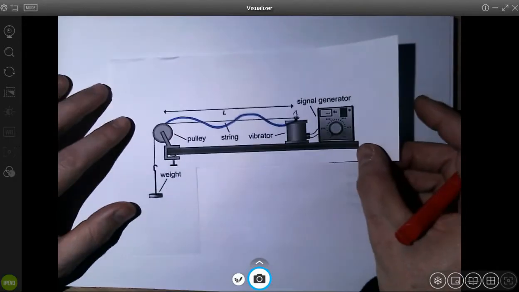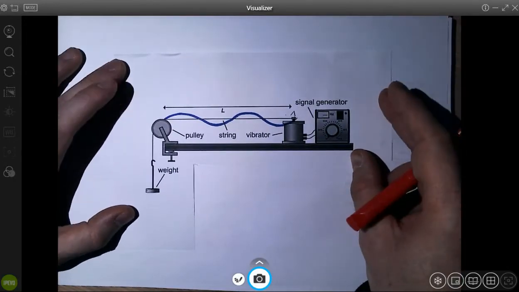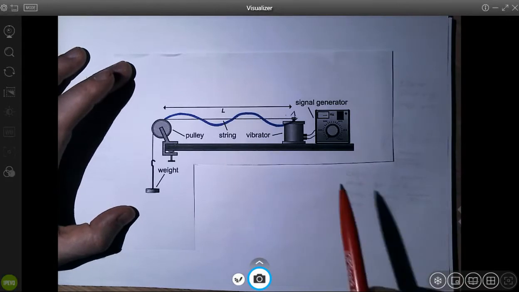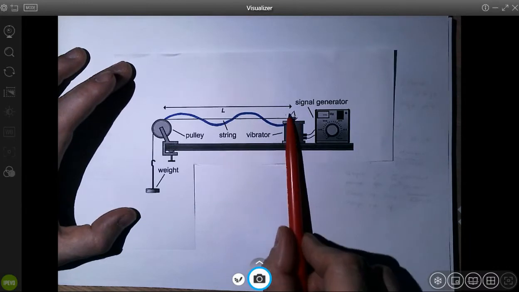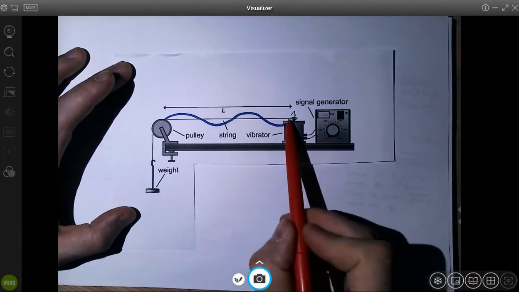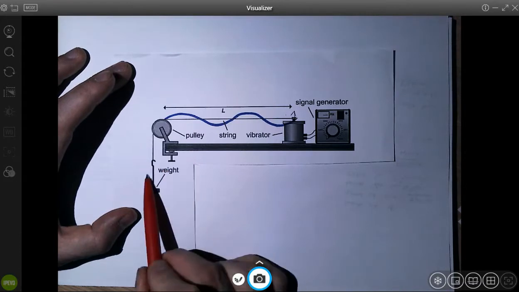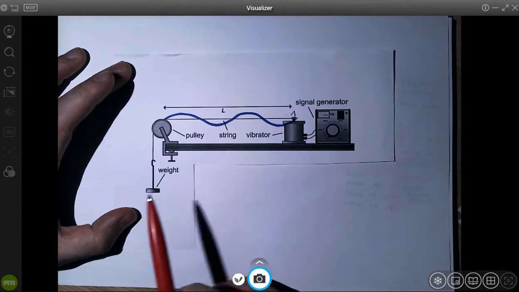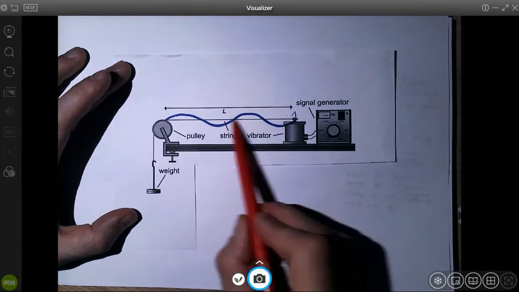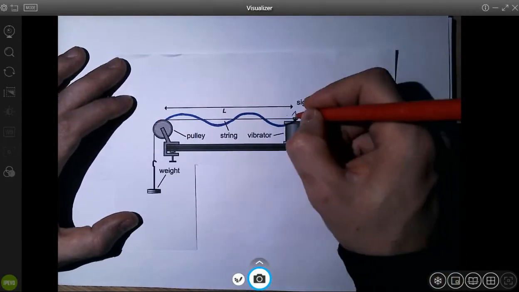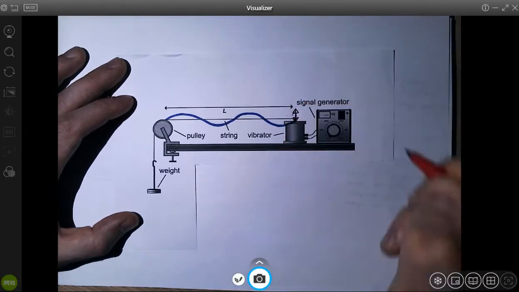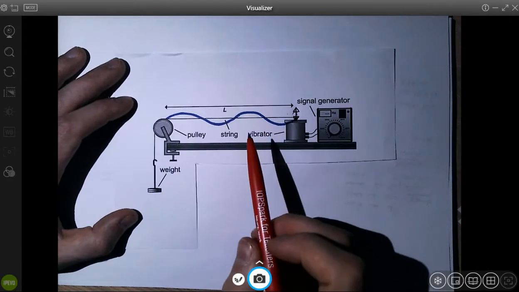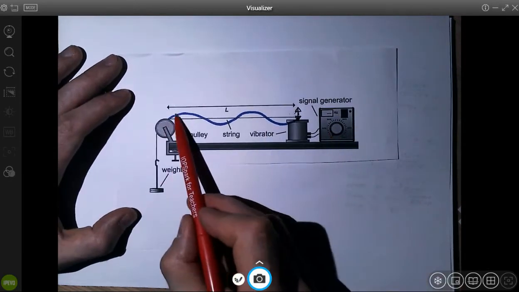Right, method 2 that we're going to look at is a really nice practical demo that you can set up. It involves a signal generator and vibration generator, which is basically just a speaker with a stick on it. It involves a string which is put under tension by a weight, which is just some masses, and then we have a known length of string here. When you use the signal generator to vibrate the vibration generator, it will move up and down. And if you are careful and you pick the right frequency, you can create a standing wave.